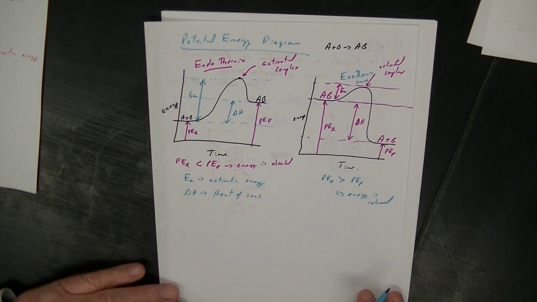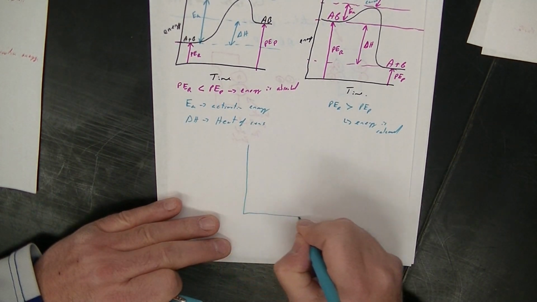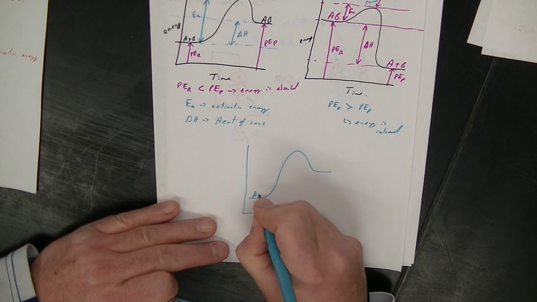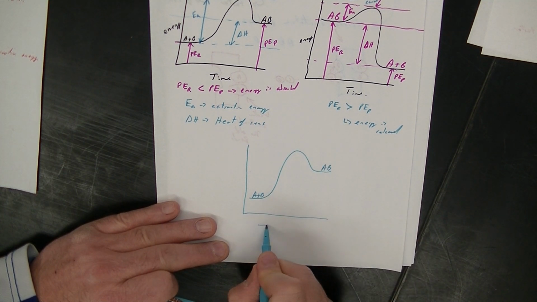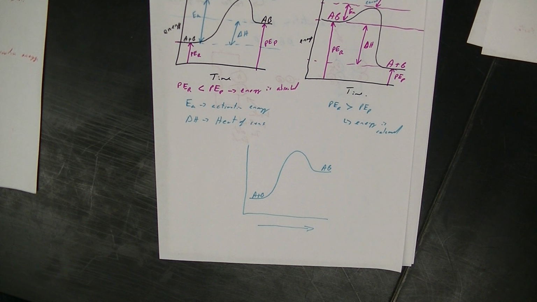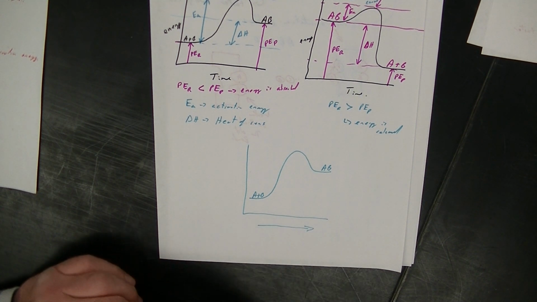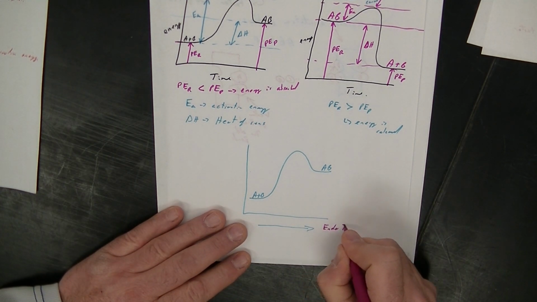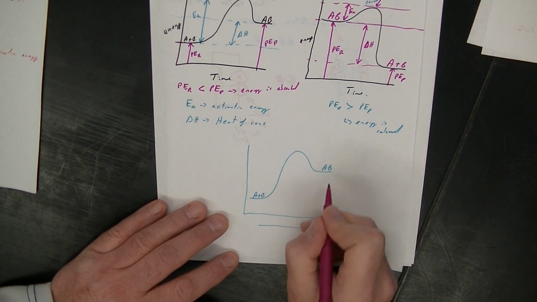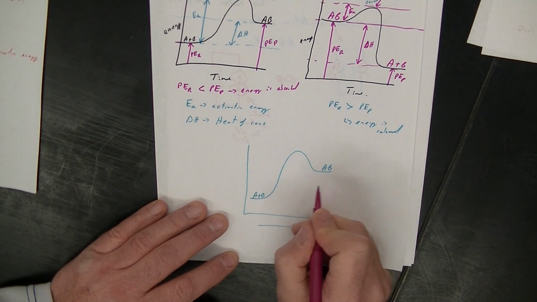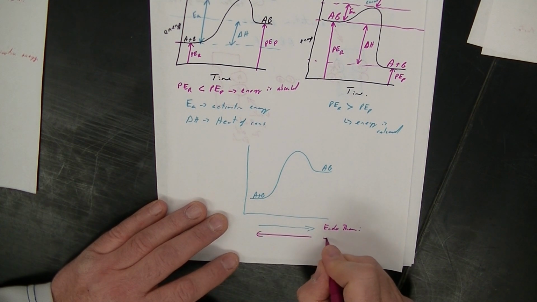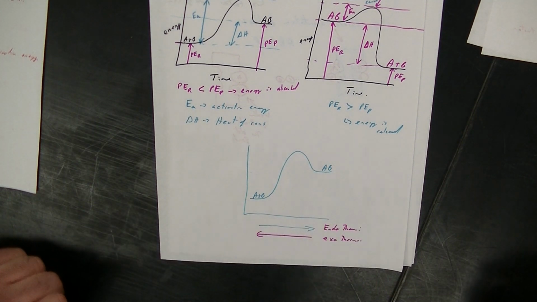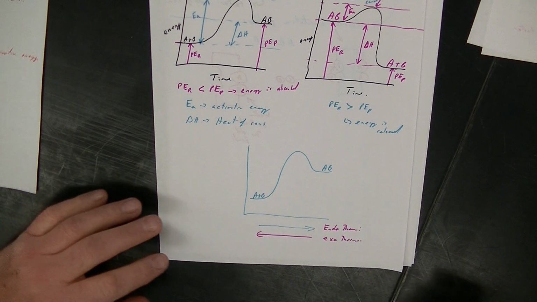Now, in reality, they're exact opposites of each other. So let's go back to here. If I read in this direction, from left to right, that is an endothermic curve. But if we read it in reverse, going from high to low, that would be an exothermic curve. They're exact opposites of each other.